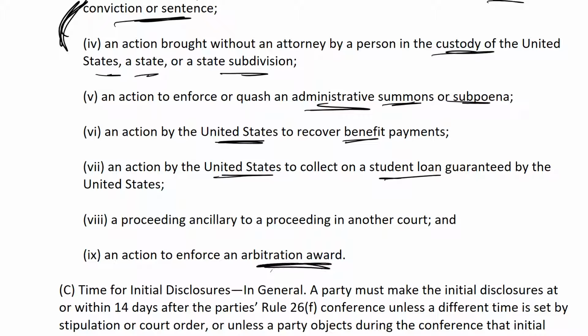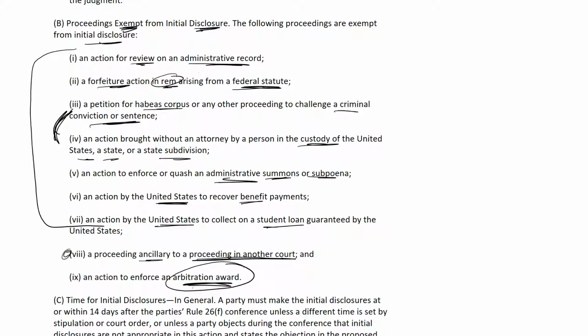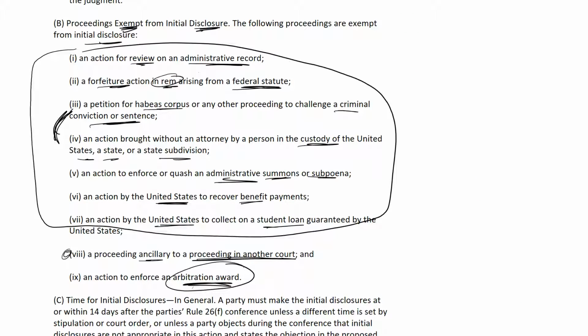Arbitration award. All right, there's already been a proceeding, right? An arbitration proceeding, and now somebody's trying to enforce it. And I skipped over this one. Proceeding ancillary to a proceeding in another court, so we have another litigation. We don't want to complicate things. All right, if we look at these, the ones here are all dealing with government, particularly with federal government or federal government litigation.